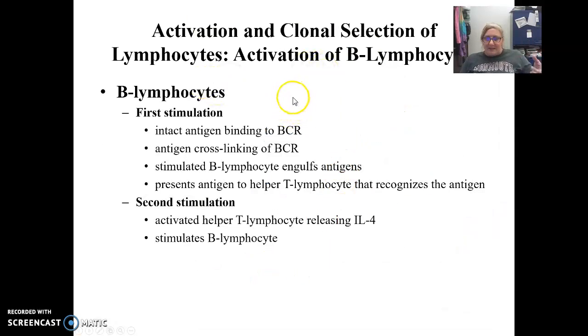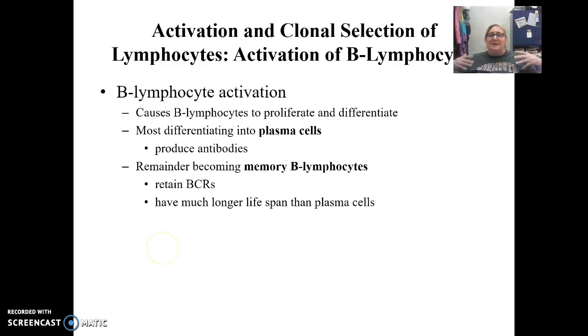B lymphocytes, similar process. B lymphocytes will attach to a pathogen, engulf the pathogen, and then present the pathogen on the surface of their cell. Then a T lymphocyte, a helper T, can bind, and when the helper T binds, it releases interleukin-4, stimulating the B lymphocyte to proliferate and differentiate into plasma cells and memory cells. Plasma cells are what secrete millions of antibodies every minute.